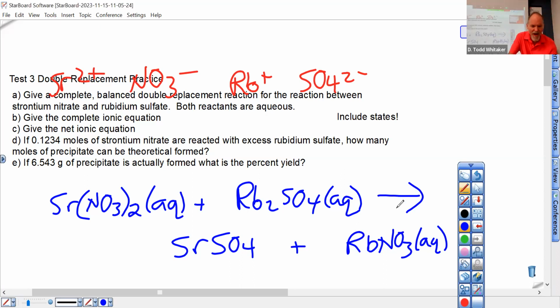I don't think you saw in the video what I just did. I didn't switch screens. I went to the solubility rules. I verbally said them. That makes strontium sulfate a precipitate.